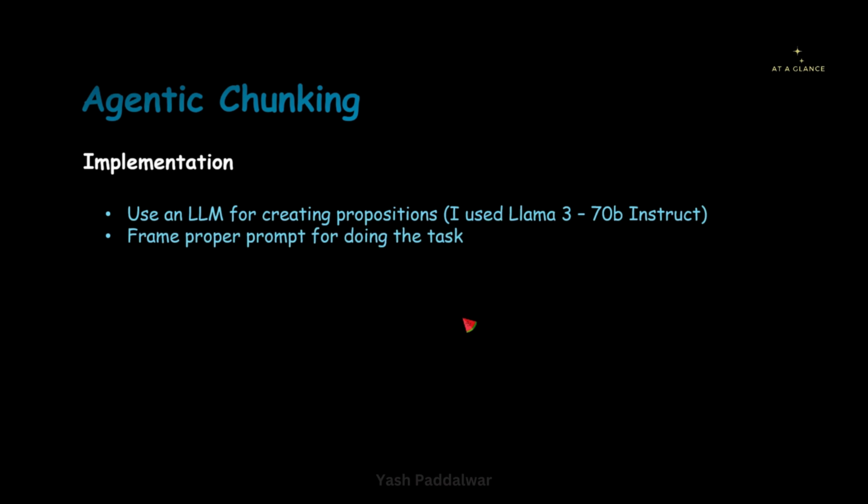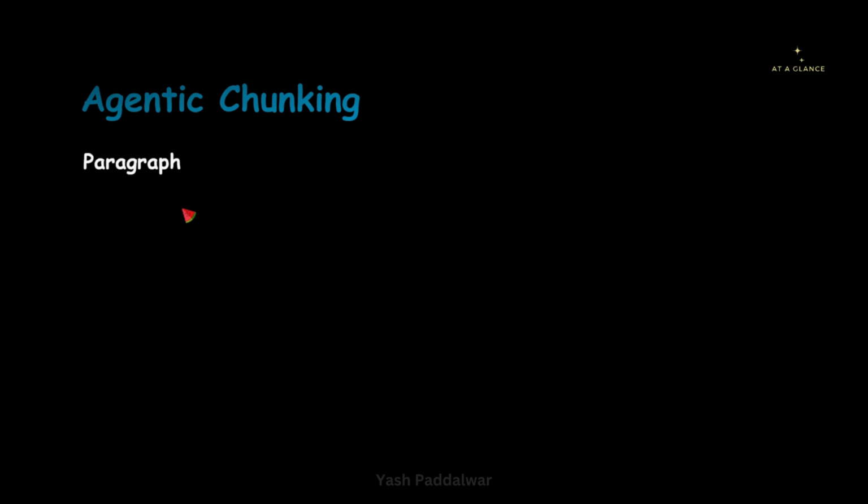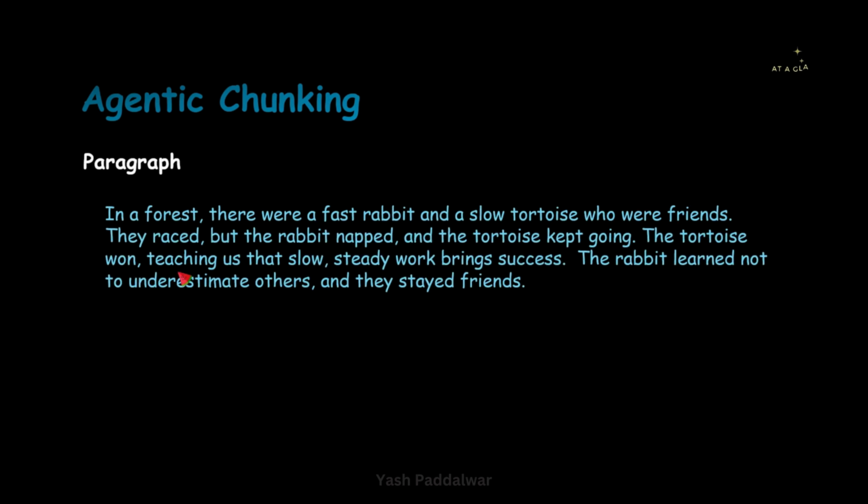I hope these things are clear. Now we'll see the paragraph that we are going to work on. So this is our very first paragraph. Here, these are a set of statements. You can see, in a forest, a fast rabbit and a slow tortoise were friends. Now this is the first sentence. Now the second sentence starts with "they raised". Here the pronoun "they" is used.